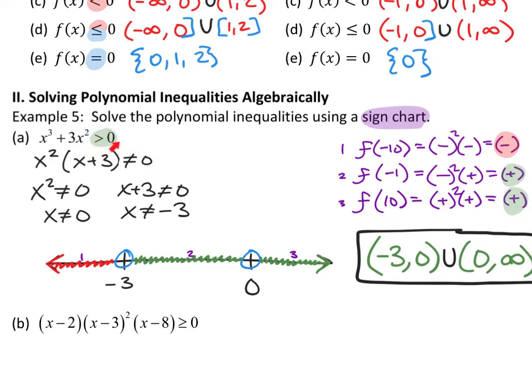Not equal to, just above. So I only want the green sections, not including the blue ones, which is from -3 to 0 and from 0 to infinity. Do we kind of see how this works? Can we do one together?